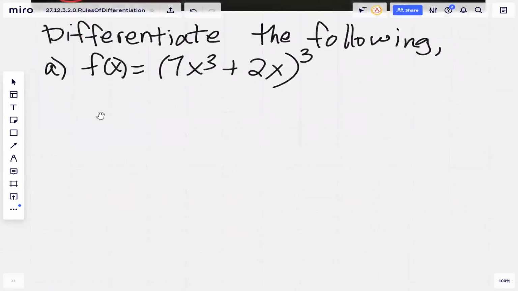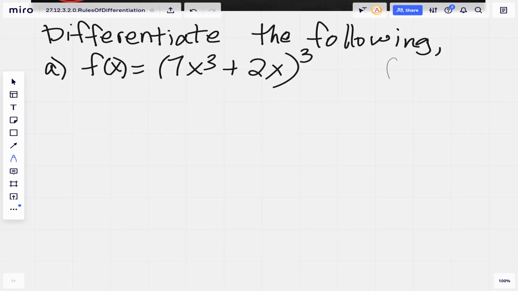Okay, so we're asked to differentiate the following. So we're given the function, let's pick a color. So we're given the function f of x equals (7x cubed plus 2x) all raised to the power 3. So we need to use some of these rules of differentiation. So what rules are we going to be using here? So we're going to use the power rule.